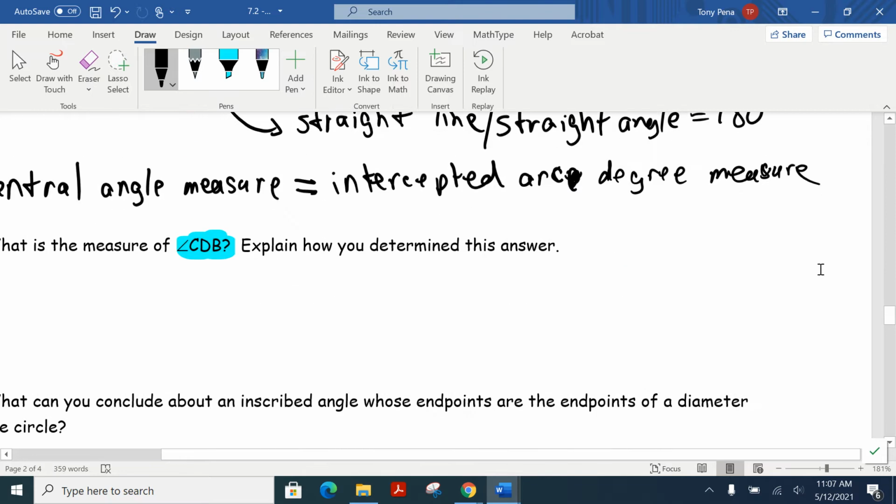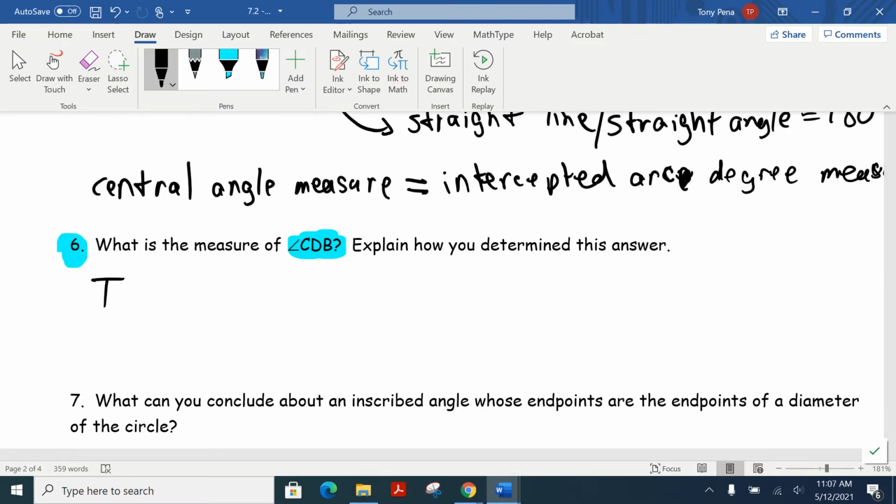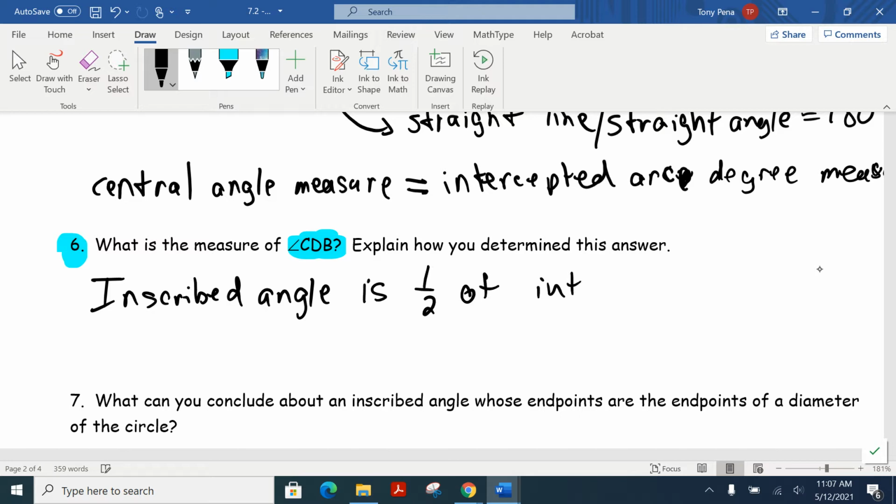So what we want to understand here is that an inscribed angle is 1/2 of the intercepted arc. And then add a quick little example once we have that. I'll show you the example here in a minute. So write that down. And then here's going to be our example.